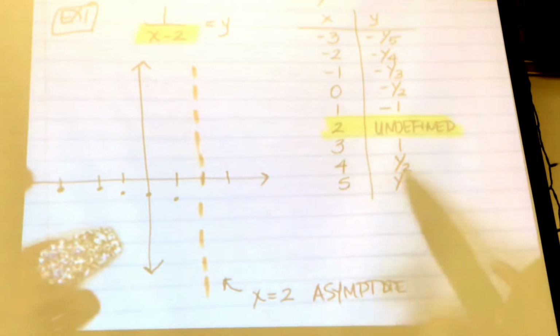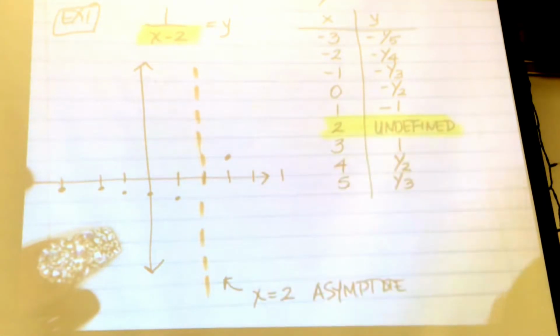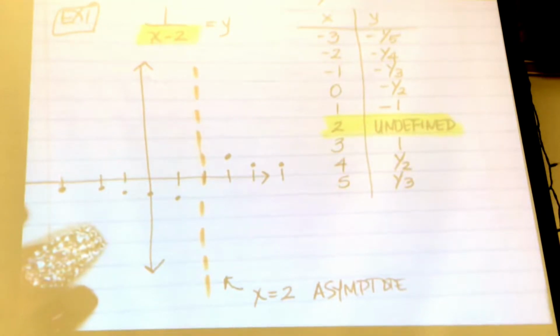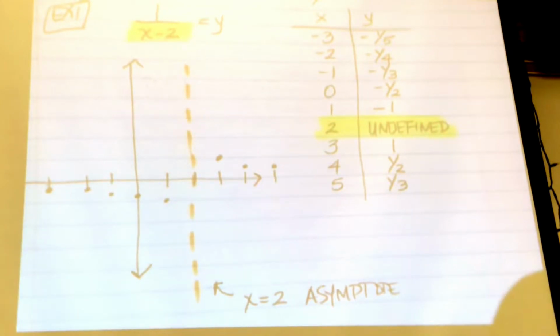Let's go ahead and finish plotting these points. 3, 1, that's 3 and 1. 4, 5. 4 is 1/2. 5 is 1/3. So what you see is happening, ladies and gentlemen, is all these points are very much attracted to the asymptote, but is never going to touch it. It's kind of like a magnet.